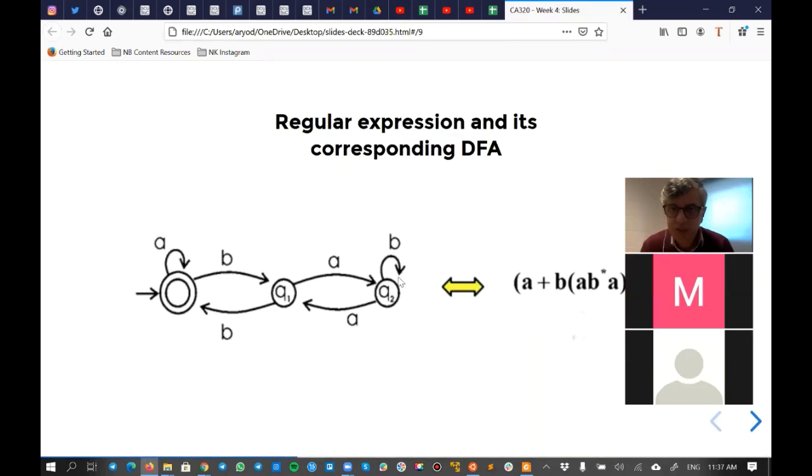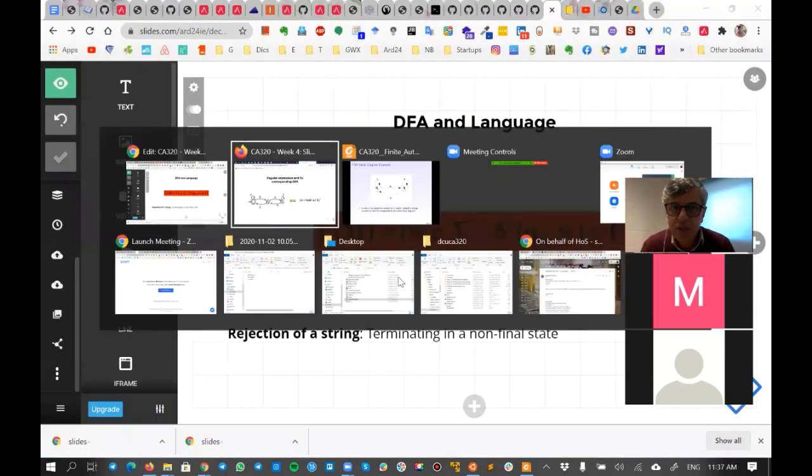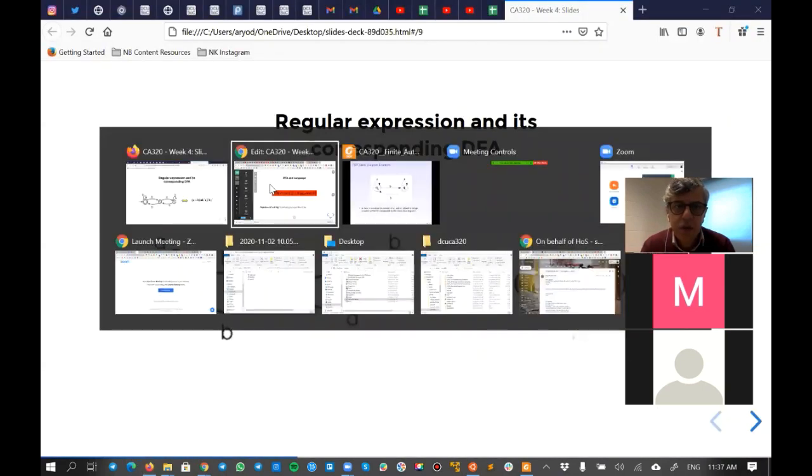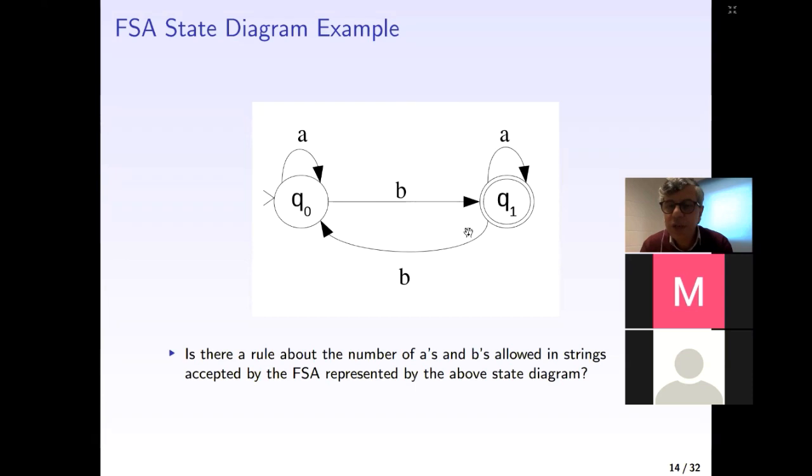But machines, what are the machines? Machines are something which tell me if the string is accepted or not. So I have grammar to generate the language. I have machine to say if the strings I generate for the language are accepted or not. So the question here: is there a rule base about the number of A's and B's allowed in a string accepted by the FSA represented by the above state diagram? What does it mean? It means, can you have a grammar, a language for this machine? The answer is yes, definitely I can do something like that.